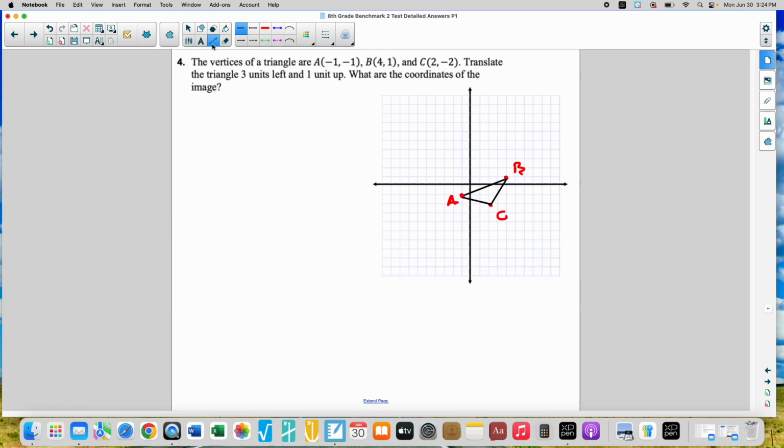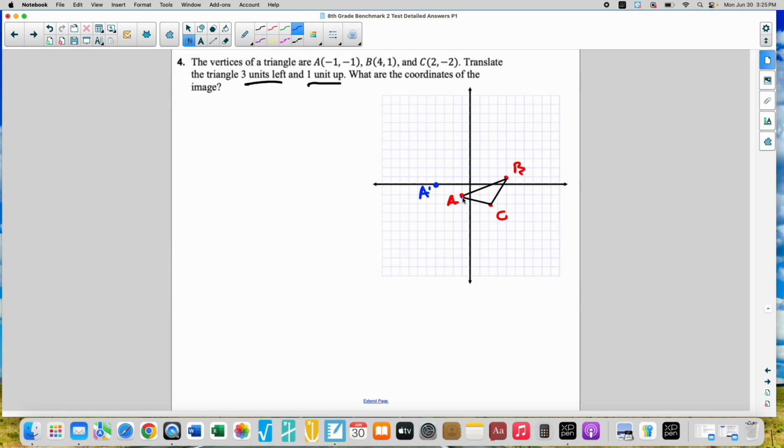Okay, now we're going to translate that triangle 3 units up. Nope, 3 units to the left and 1 unit up. So I'm going to go to the left 3, 1, 2, 3, and up 1. And that is going to give me my A prime.